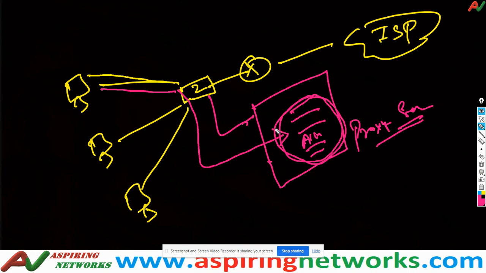So if the policy is allowed, it will forward the traffic towards your switch. The switch will forward it towards the router, and the router will forward it towards the ISP in case it is allowed. But in case the particular traffic is blocked, the traffic will hit the switch, which will forward it towards your proxy server, and the proxy server is going to block that particular traffic, right? So in this way, you can use this proxy server in your organization, right?